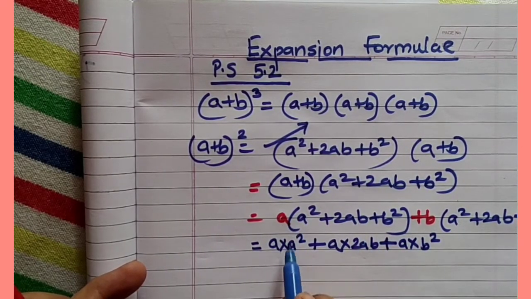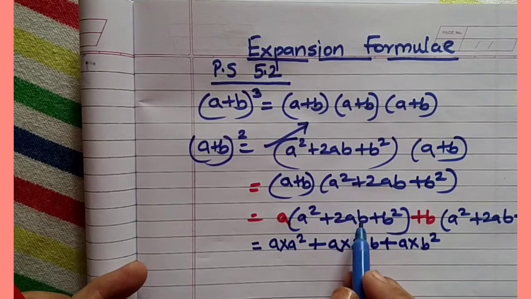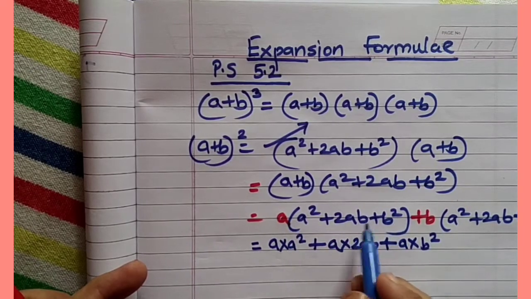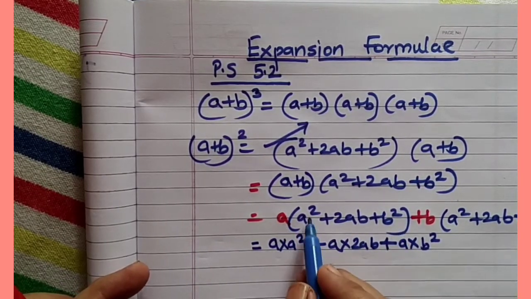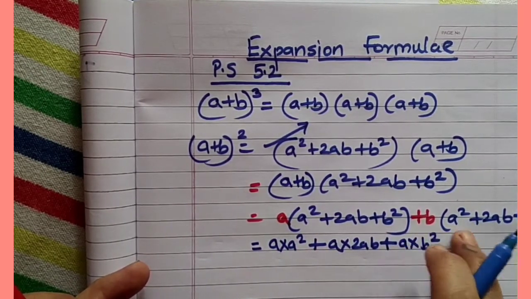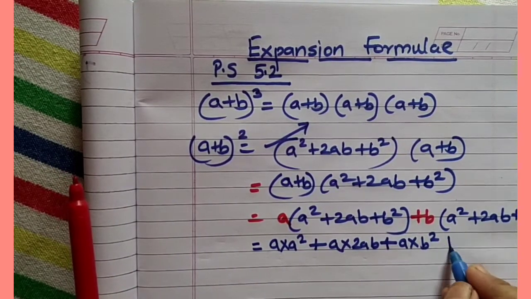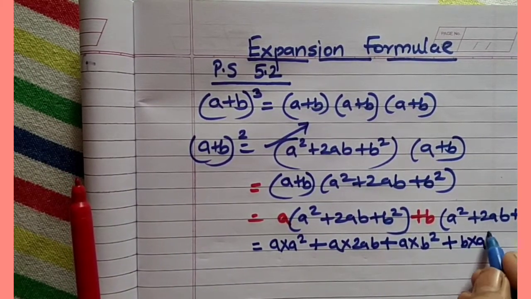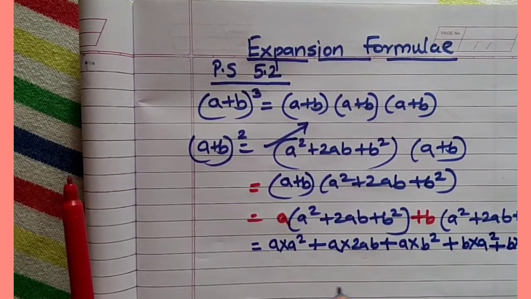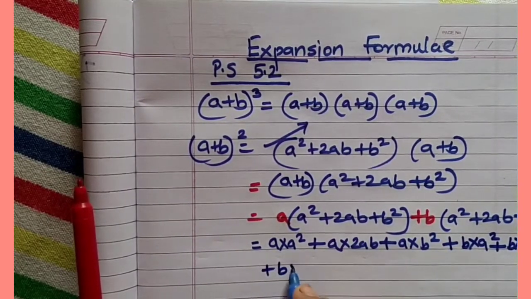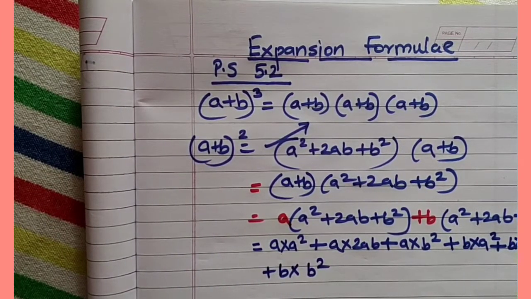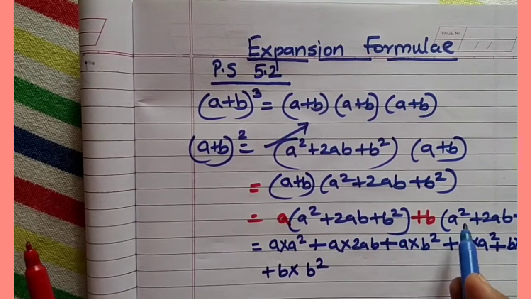This a we have to multiply to each of these three terms: first term, second term and third term. So a is first multiplied with a^2, then a with 2ab, then a with b^2. Similarly, we have to do with this b. So now plus b multiplied by a^2, plus b multiplied by 2ab, plus b multiplied by b^2. I hope you understood how I have opened the bracket and multiplied: a is multiplied with the three terms, b is multiplied with the three terms.